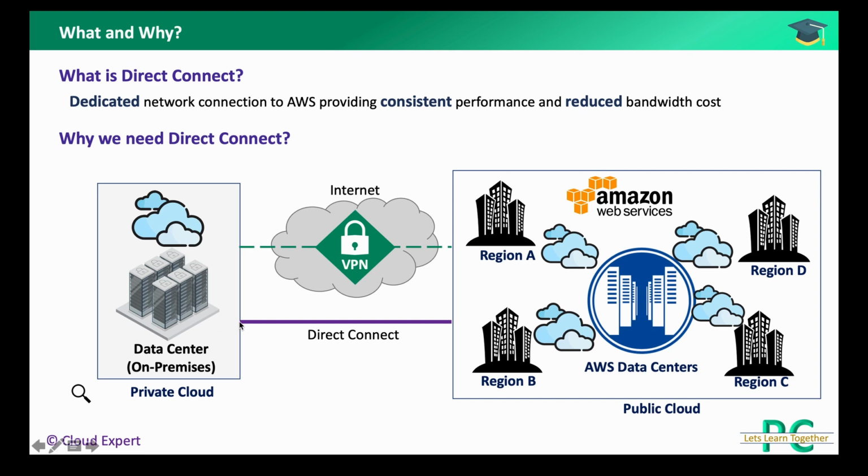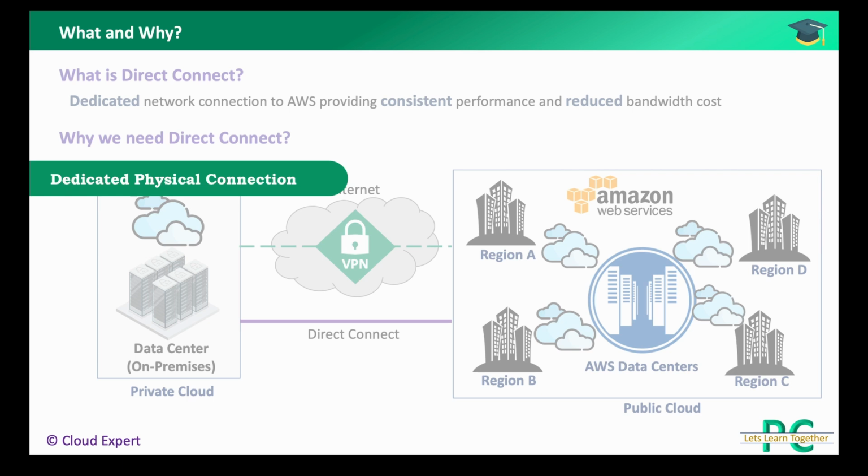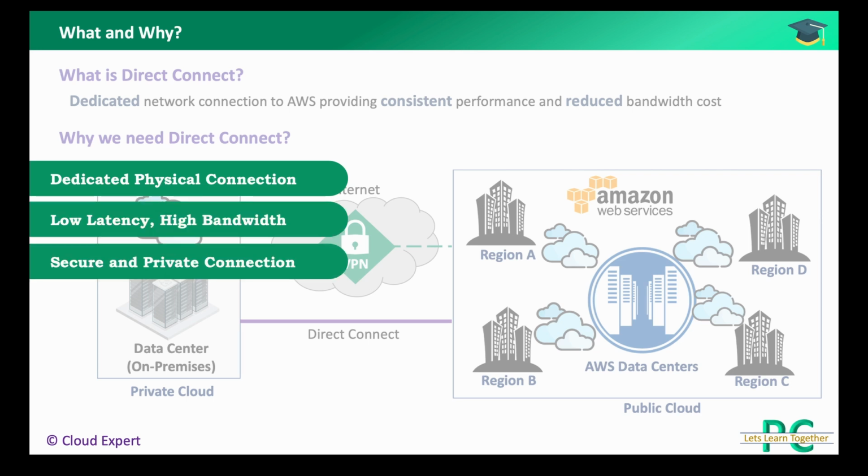Direct Connect is a direct communication between your on-premise data center and the AWS Direct Connect location. Now, if I try to summarize the Direct Connect purpose, we can understand Direct Connect is a dedicated physical connection. It will have low latency and high bandwidth. Direct Connect will provide a secure and private connection. That means it's a dedicated network channel or dedicated cable only for you to use.